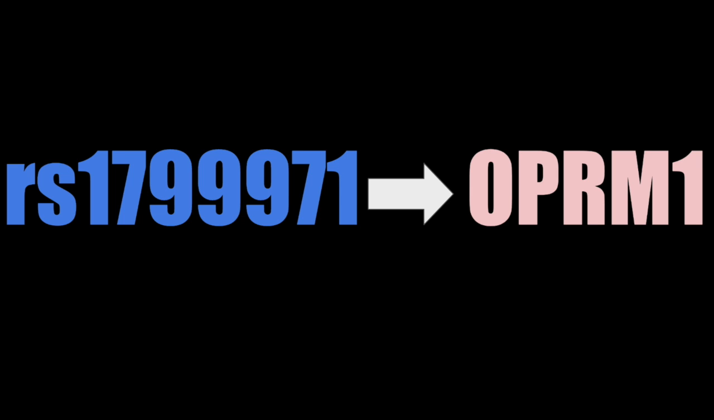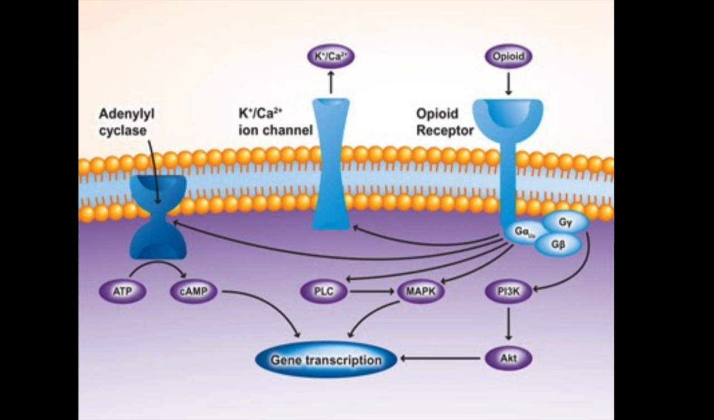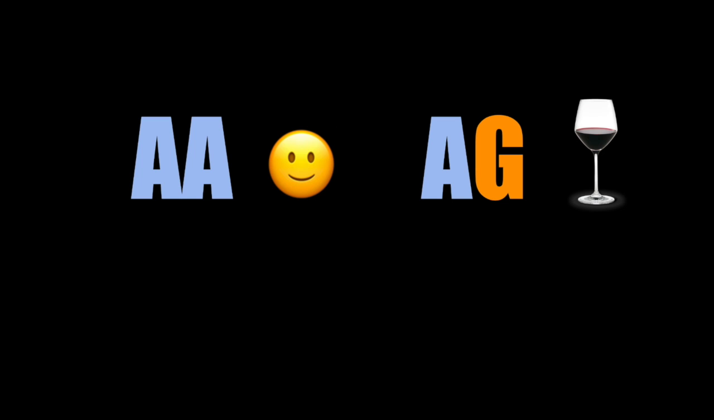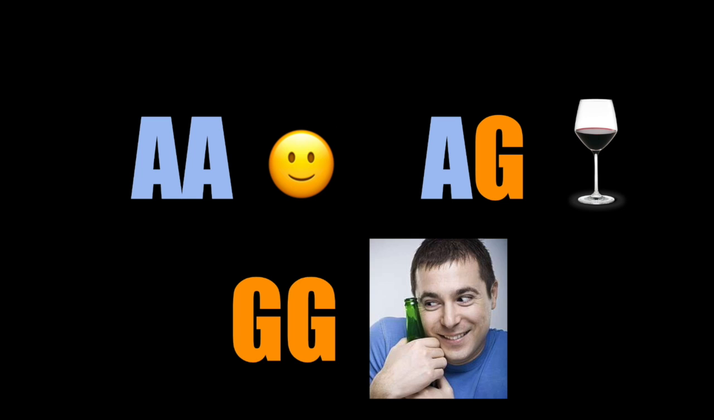RS1799971 is part of the OPRM1 gene. It codes for an opioid receptor. The normal genotype is AA, but people with the AG genotype have stronger cravings for alcohol. If someone has the GG genotype, they will experience even more pain when craving alcohol.